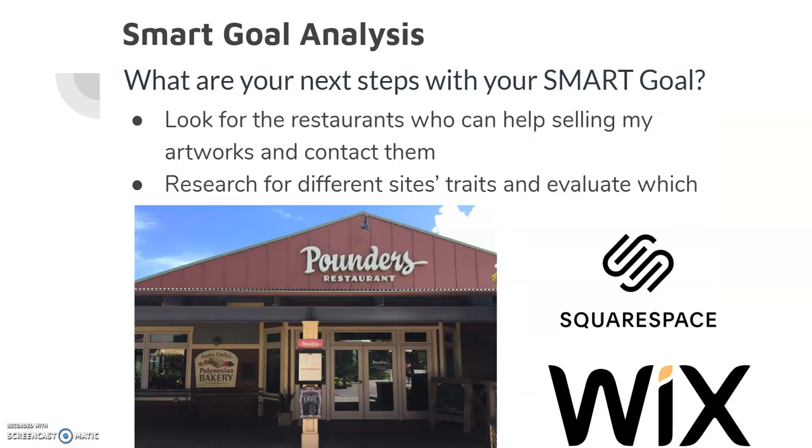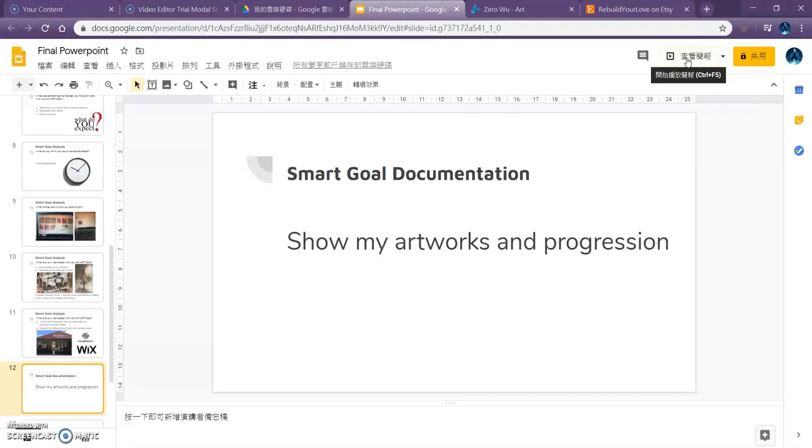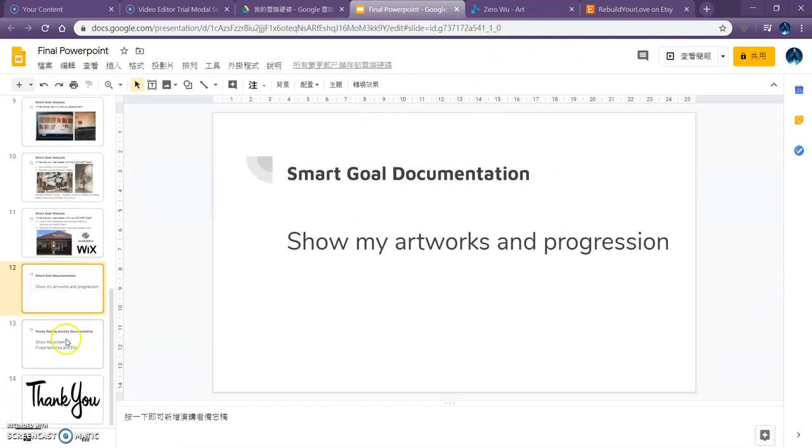The third thing I'll keep doing is to look for the restaurants who can help selling my artworks and contact them. And the fourth thing is to research for different size threads and evaluate which one is the best for me. And I will show my artwork and progression by sending to the teachers separately.